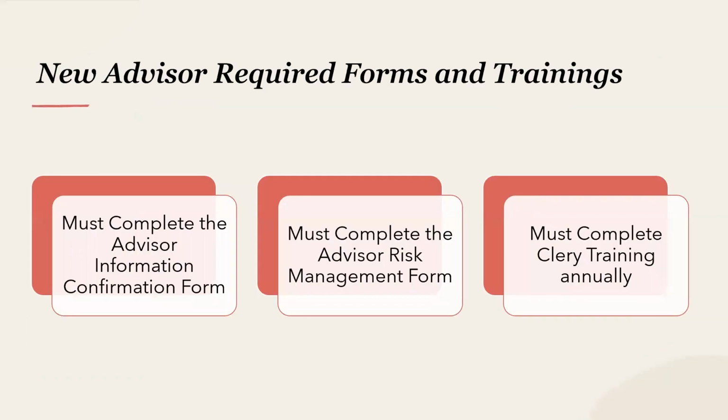So, what are the requirements and forms that are needed for a new advisor? They must complete the advisor information confirmation form, which gives our office information so we can have it on file to reach out to you for different things that we need from you as an advisor. You must complete the advisor risk management form, and you must complete the query training annually.